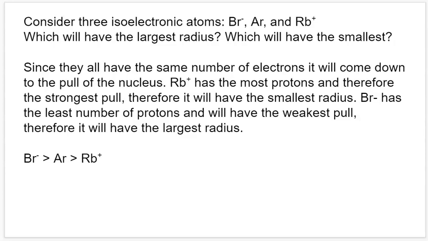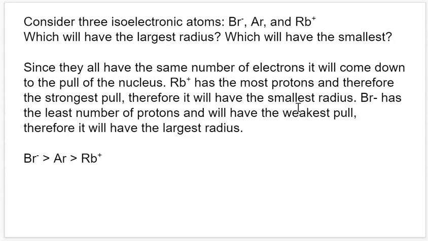So the repelling energy is the same, but rubidium is going to have the most protons in its nucleus. So therefore, it's going to have more pull. The balance is going to be heavily leaning towards the pull rather than the push. Whereas bromine has the least number of protons of the three, and it's going to have the weakest pull.